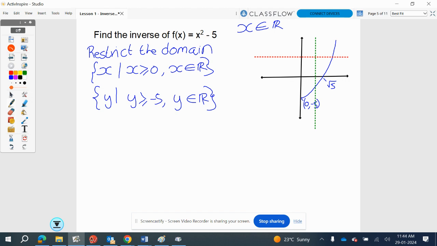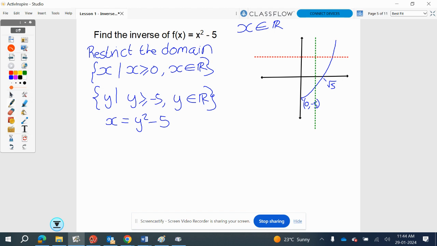So what we can do for this function is, if we switch the domain and range, we would say that x is equal to y squared minus 5. This is the inverse relation. This relation defines the inverse. So once we switch x and y, we're changing it to an inverse relation. This is not a function, but it is an inverse relation.